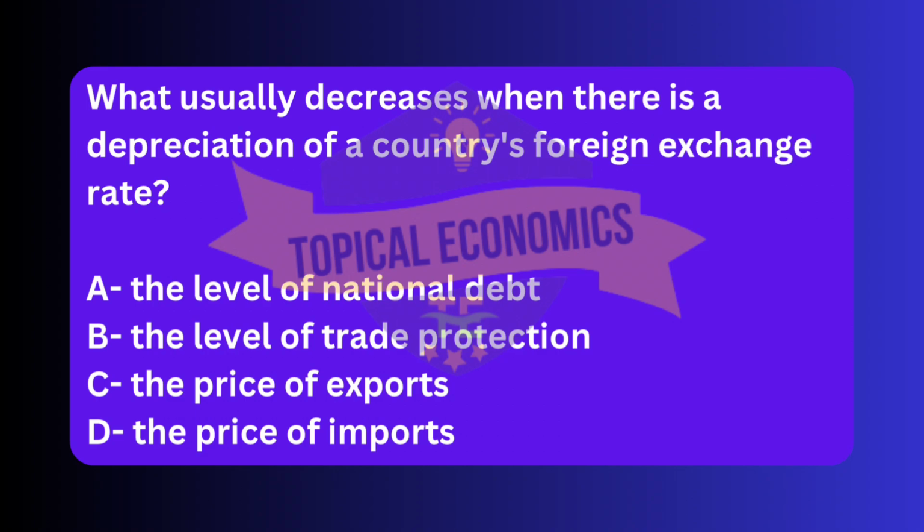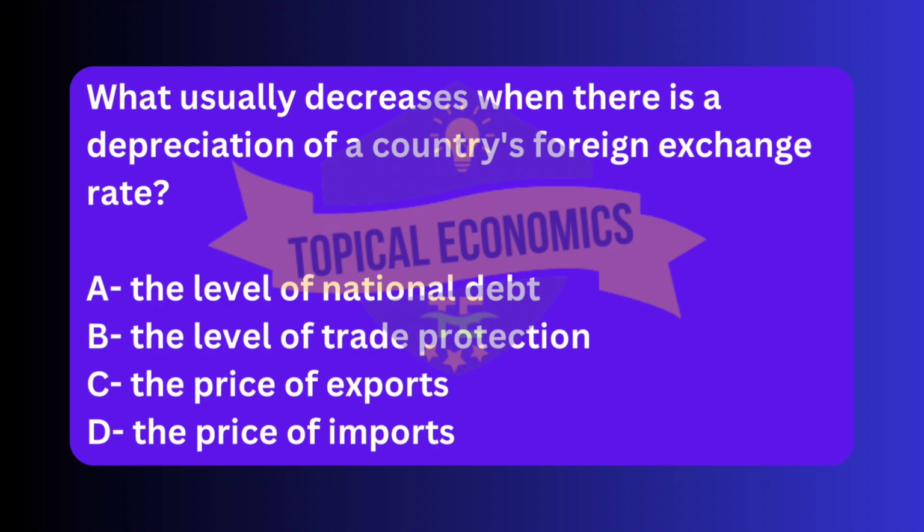The correct answer for this question is option C, the price of exports. When a country's currency depreciates, it becomes weaker relative to other currencies. As a result, goods and services produced in that country become cheaper for foreign buyers because it takes less foreign currency to purchase the same amount of domestic goods. This increase in price competitiveness typically leads to an increase in exports, not a decrease. The key point here is that depreciation of the domestic currency makes exports less expensive for foreigners, which can help boost the country's export sector.